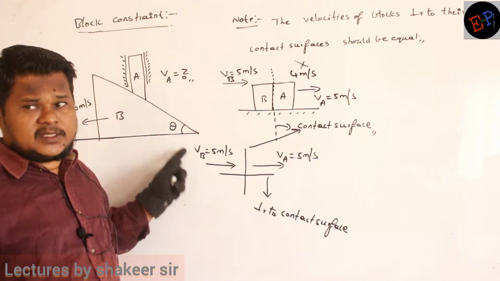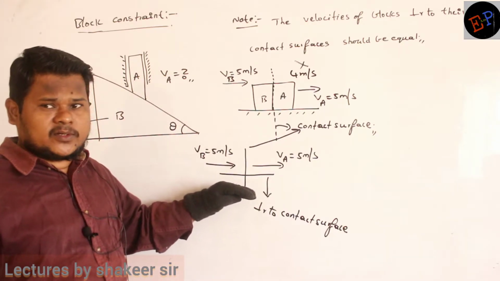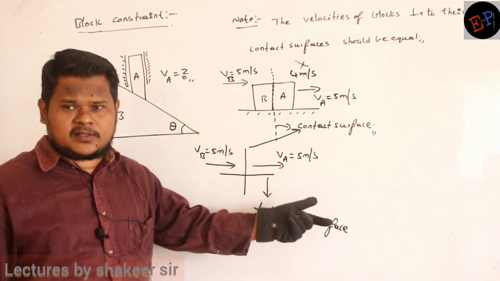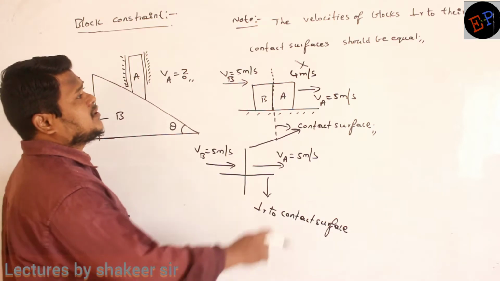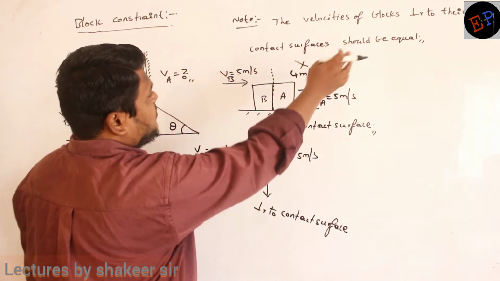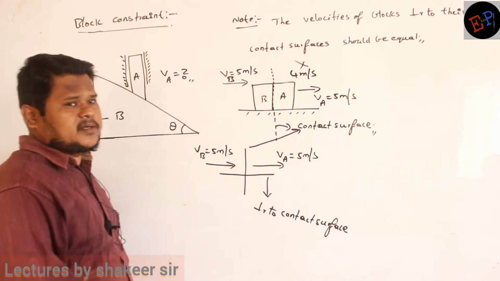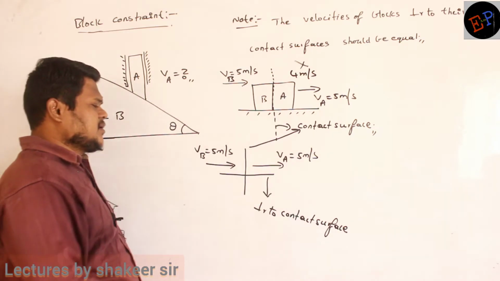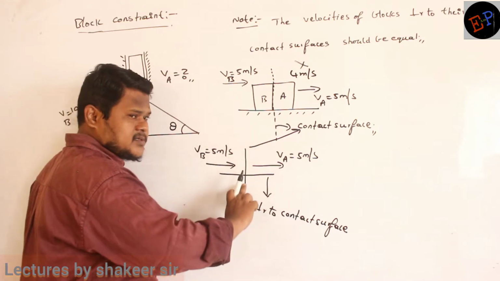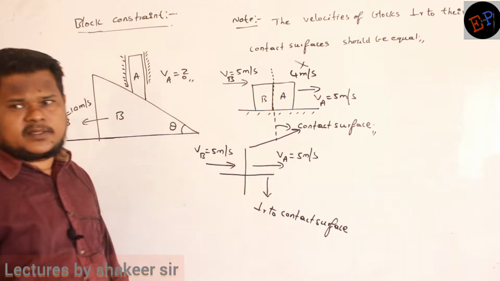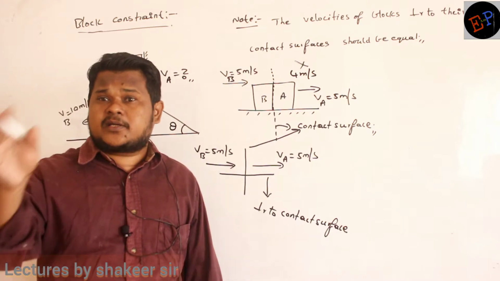Velocities in the direction perpendicular to contact surface, they are equal. That's what I understand, ma. Which velocities are equal? The velocities of blocks perpendicular to contact surface should be equal. Or you can say the velocities in the direction perpendicular to contact surface, those velocities must be equal. If they are not equal, then what will happen?